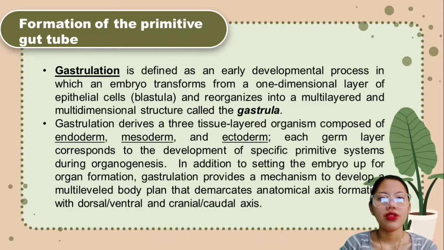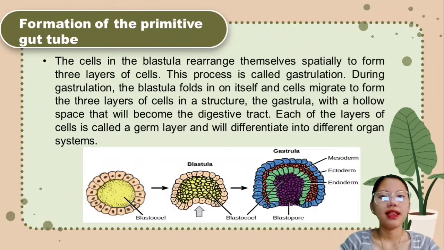In addition to setting the embryo up for organ formation, gastrulation provides a mechanism to develop a multi-leveled body plan that demarcates anatomical axis formation with dorsal, ventral, and cranial and caudal axes. The cells in the blastula rearrange themselves to form three layers of cells. The process is called gastrulation.